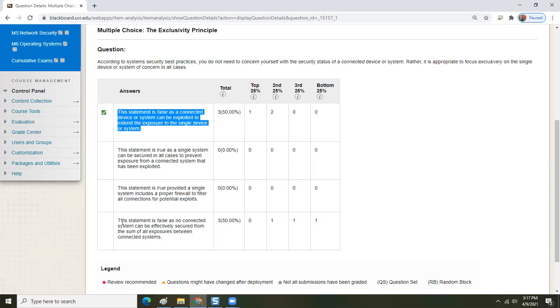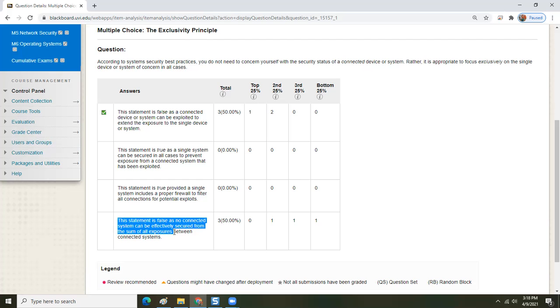We did have some answers at the bottom. Students also answered: this statement is false, as no connected system can be effectively secured from the sum of all exposures between connected systems. I guess the meaning of this is related, but it's not as accurate a reason why the statement is false. The first part of this statement is correct: the statement is false. But the idea that no connected system can be effectively secured, that's inaccurate.